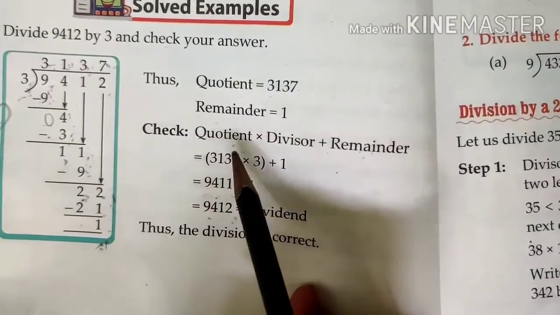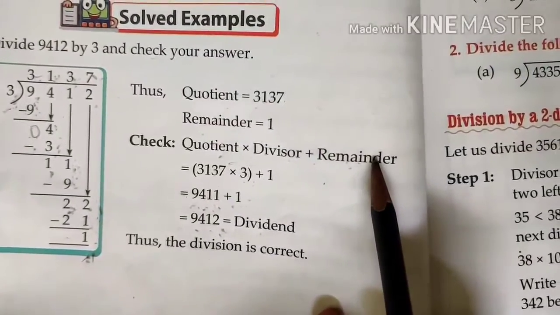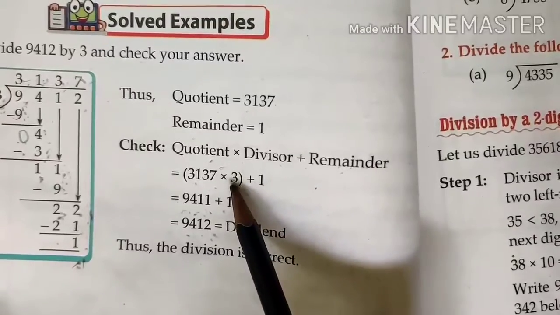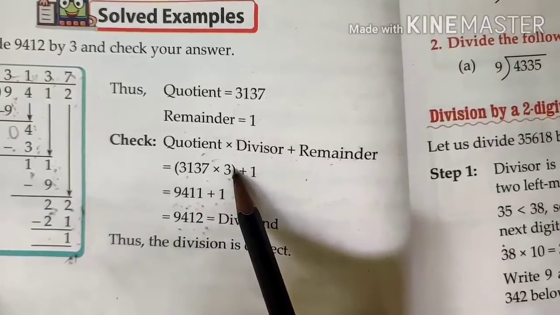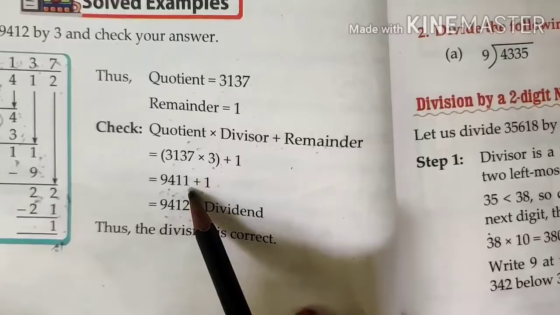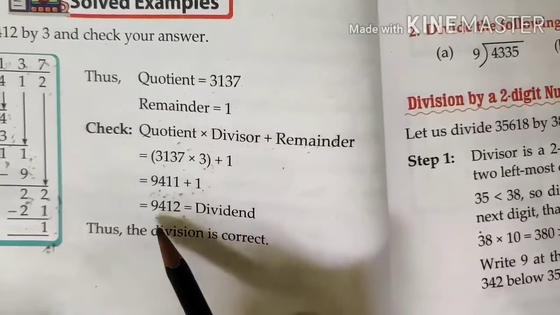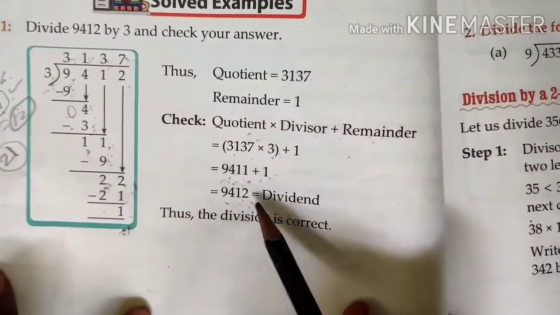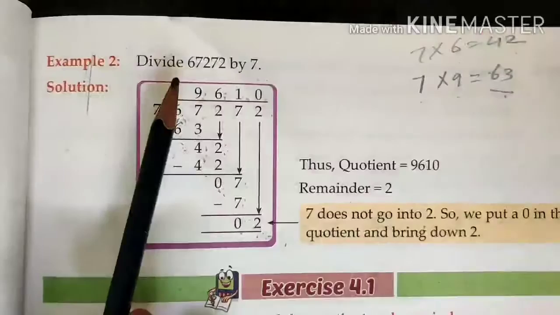Now we will check: quotient multiplied by divisor plus remainder. Then 3137 is our quotient, multiplied by 3, our divisor. Multiplying these two numbers we get the product 9411. Then plus the remainder, plus 1. We got the answer 9412. It is equal to the dividend. Thus the division is correct.